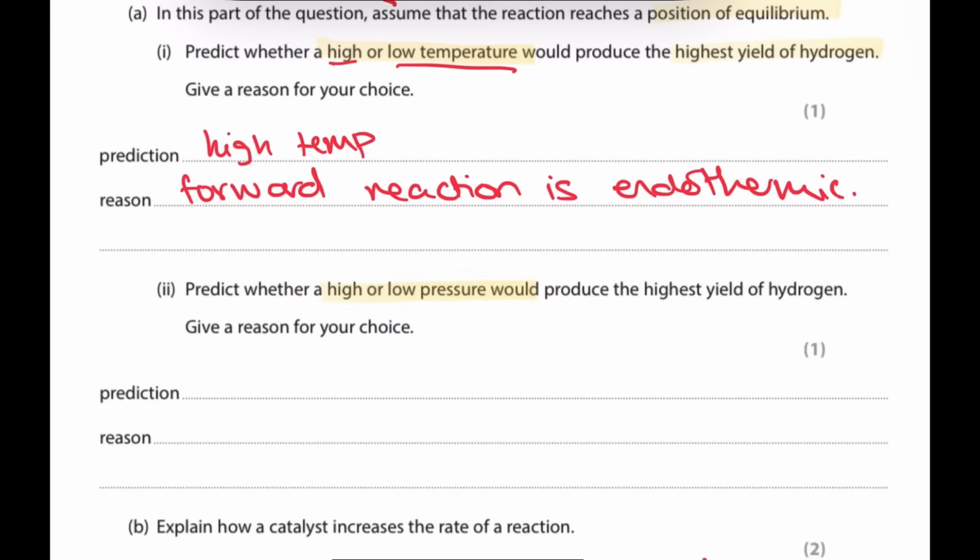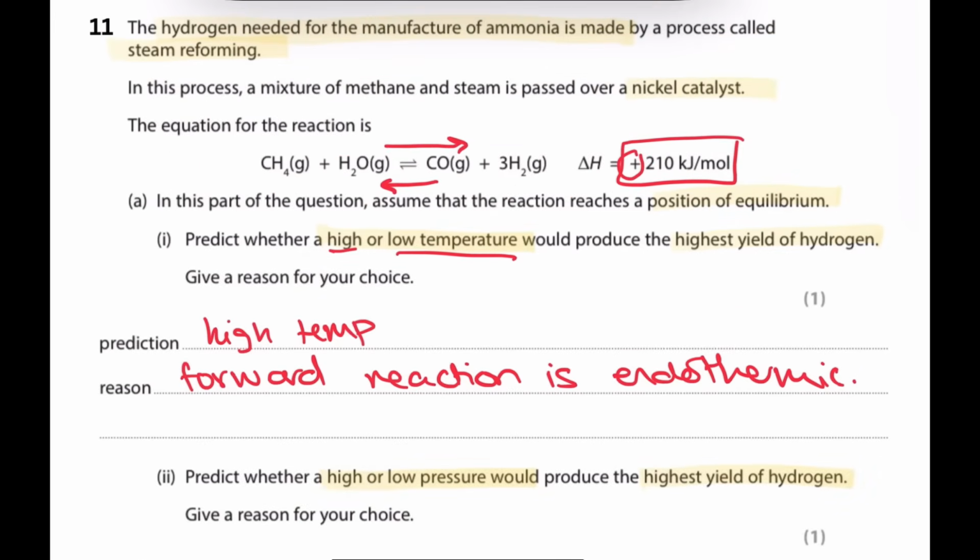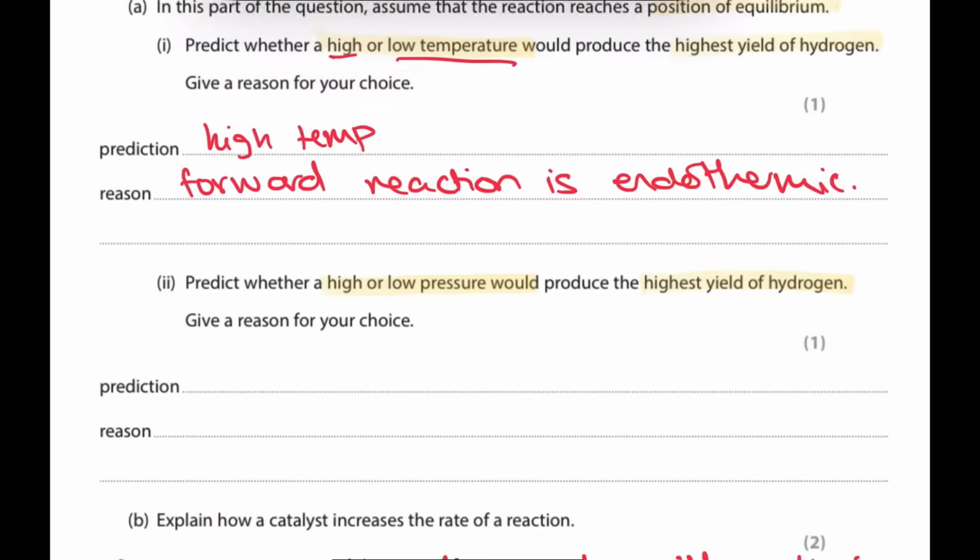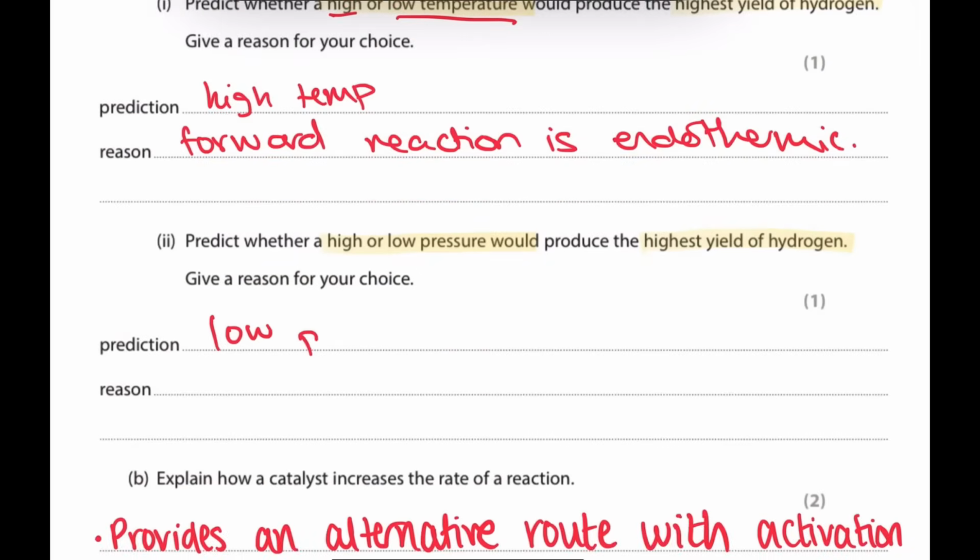Predict whether a high or low pressure would produce the highest yield of hydrogen. With pressure, all we do is calculate the moles for each side. Over here we have 1 and 1, so we add all the reactant moles together, 2. On the other side we have 1 and 3, add all the product moles together. This is 4. We have more moles on this side than the other side. So if we want to favor more moles, we need to lower the pressure. Again, it's the opposite. So it's low pressure, and we can say the right hand side has more moles.